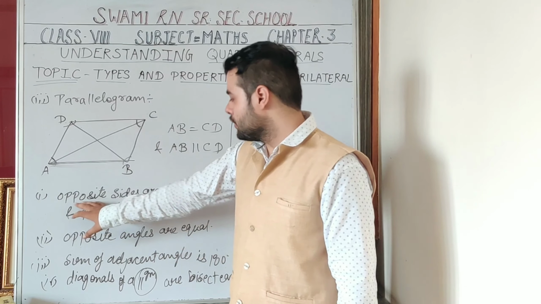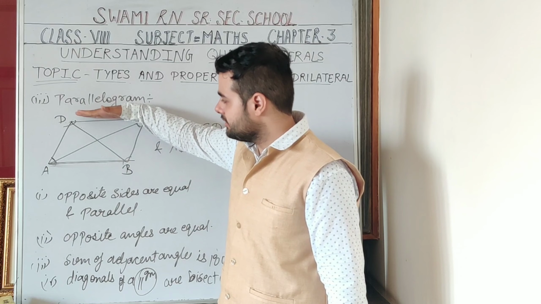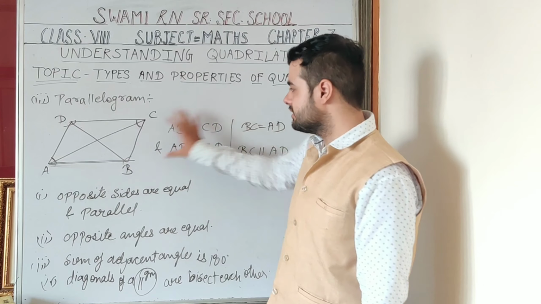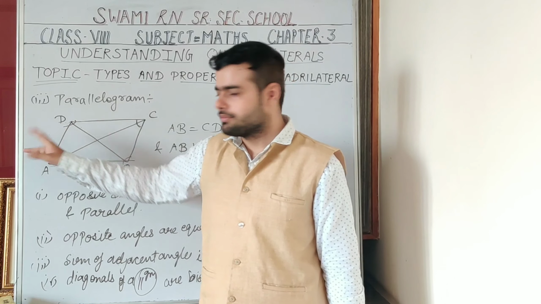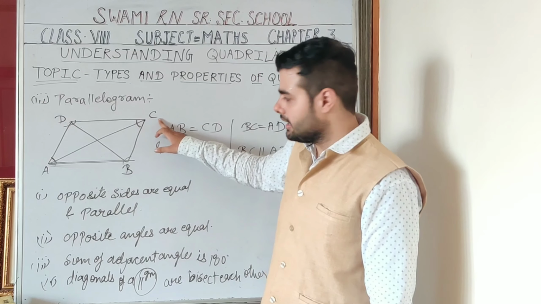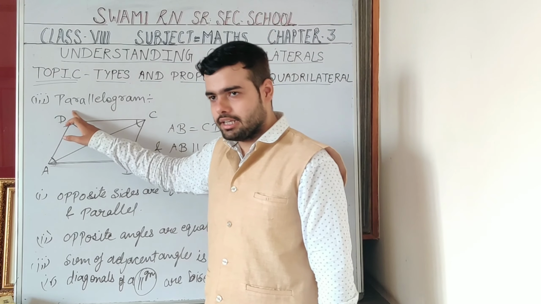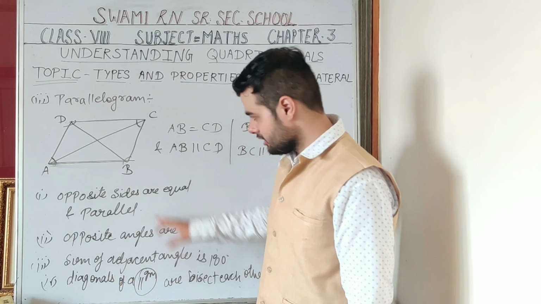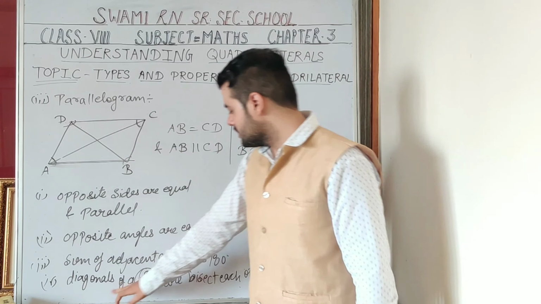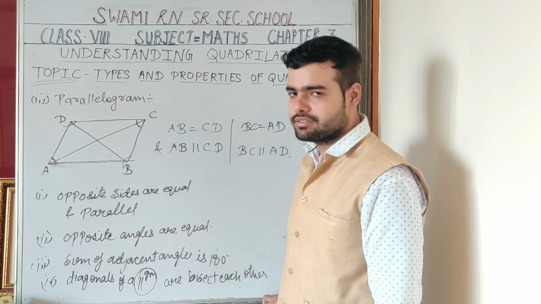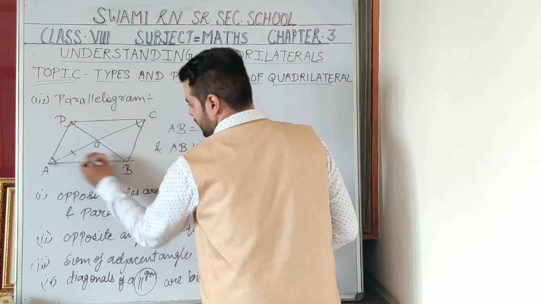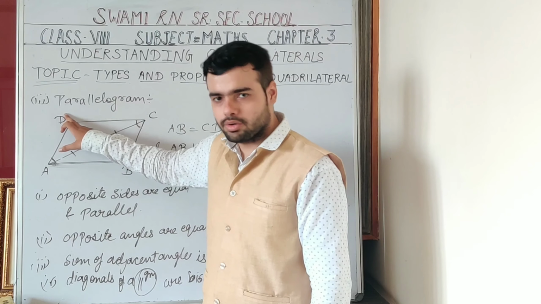Okay, students, I am repeating again. First, opposite sides are equal and parallel: AB equals CD and AB is parallel to CD. Similarly, BC equals AD and BC is parallel to AD. Second, opposite angles are equal, meaning angle A equals angle C and angle B equals angle D. Third point, the sum of adjacent angles is supplementary. And the fourth, the diagonals of a parallelogram bisect each other, meaning for these two diagonals, with O as the center point, AO equals OC and BO equals OD. Okay, students.